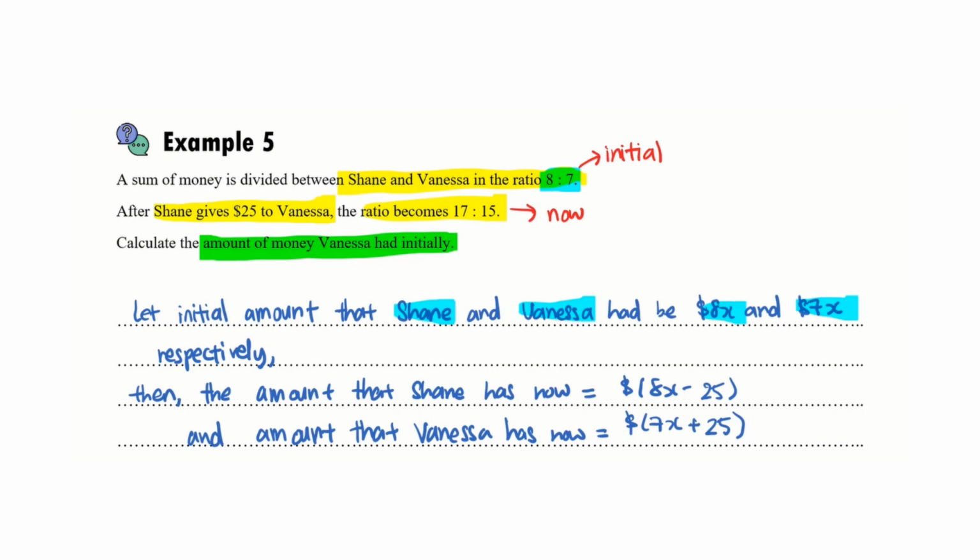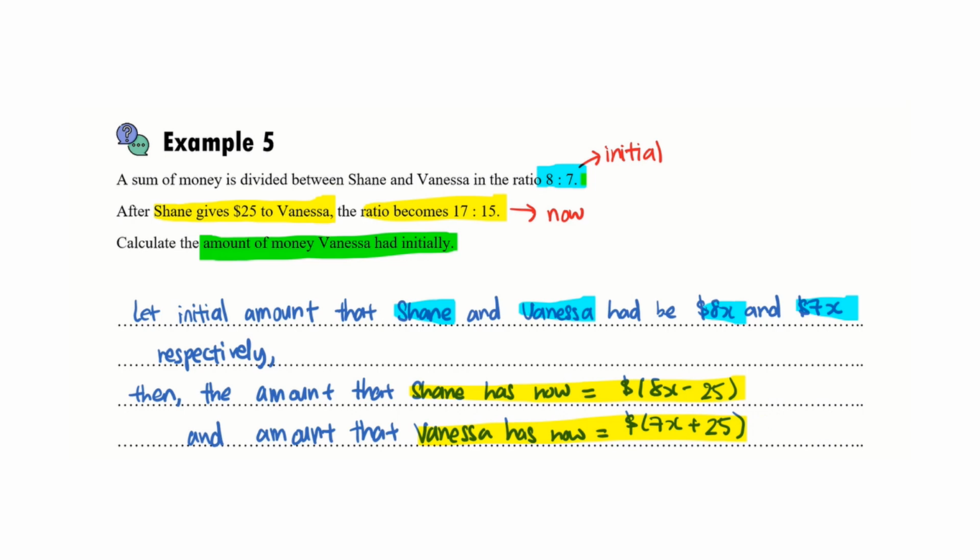Let me change this color to blue first. Okay, so that 8x:7x will still end up giving me the ratio 8:7. That is how I get this algebra out. Then, because the question says that Shane gave $25 to Vanessa, what we will then arrive at is Shane has now 8x minus $25. And then for Vanessa, she will have 7x plus $25 because Shane has given that money to her.